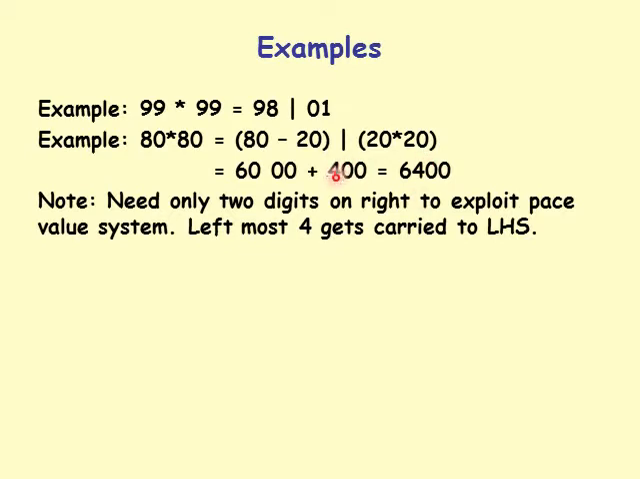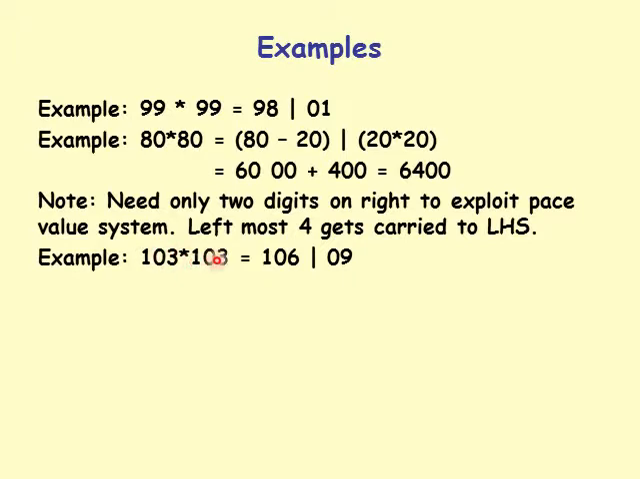The leftmost 4 must be carried to the left hand side. From the right hand side there are 400 here, and the 4 must be carried to the left hand side. So it was 60 on the left, 400 on the right, the 4 gets carried to the left, and it becomes 64.